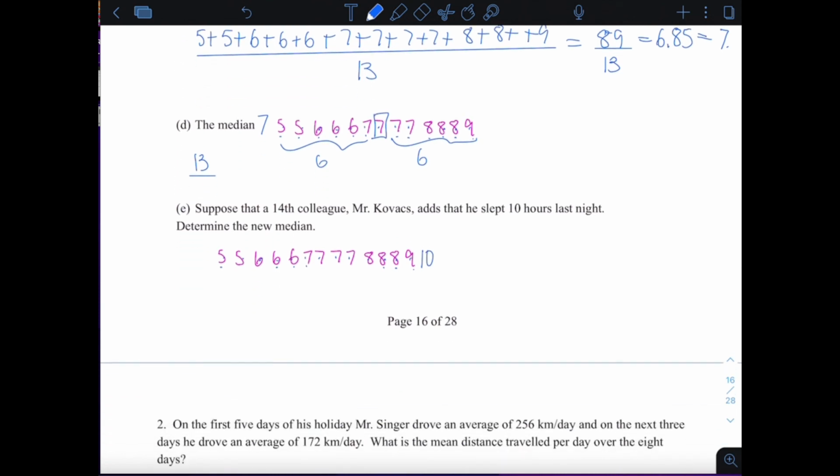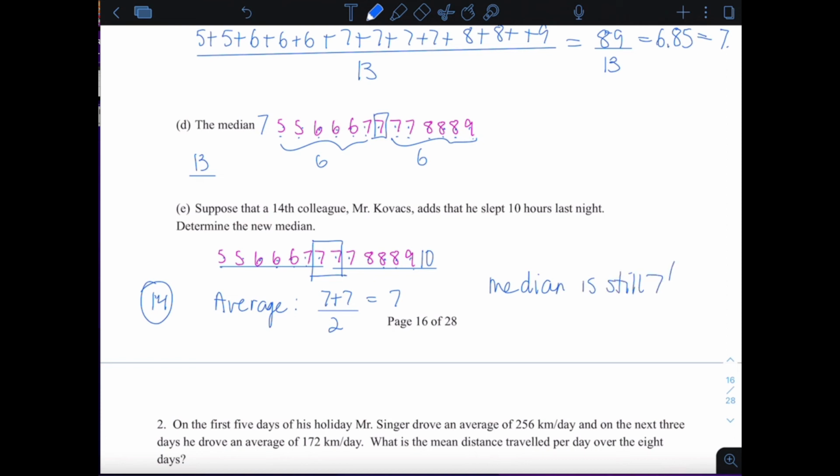Now, how do I find the middle when I now have 14 numbers? Well, I'm going to go 1, 2, 3, 4, 5, 6, 7, and 1, 2, 3, 4, 5, 6, 7. And I'm going to realize that I can actually average the middle two numbers, which are 7 and 7. The average, okay, is when I add the two things together and I divide by the number of numbers. So actually, my median is still 7. Okay, but I had to double check that to make sure that that's right.